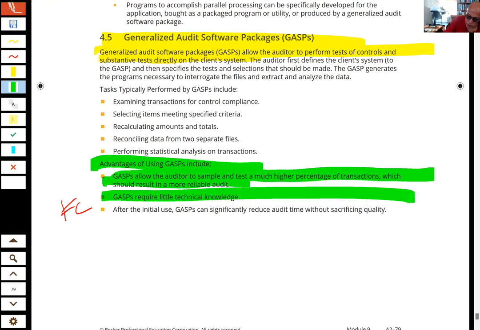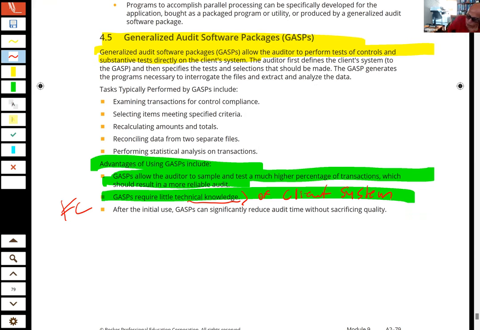The generalized audit software package requires little technical knowledge. They are typically Windows-based, and you don't have to have a lot of technical knowledge of the client's system. You simply ask the client to provide you a file to run your analysis against, or you may ask for access because you're going to use the generalized audit software package to extract certain transactions that you'll be looking at.